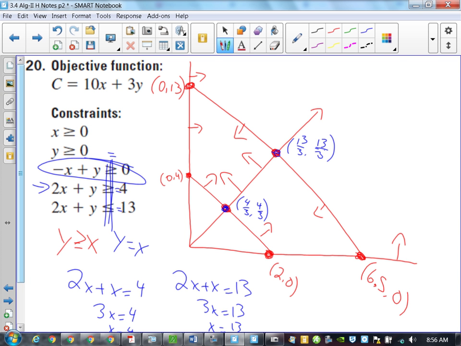Is that clear? That's a great question. Does that make sense, guys? Why I switch them from the shade versus the equal? Does that help clear that out a little bit?